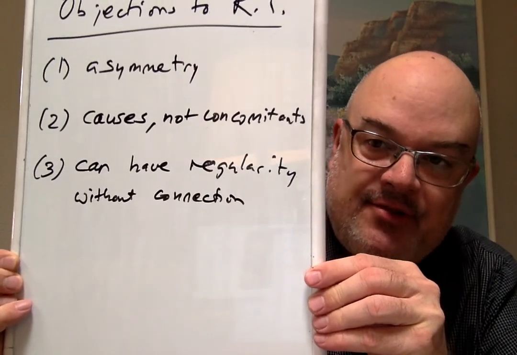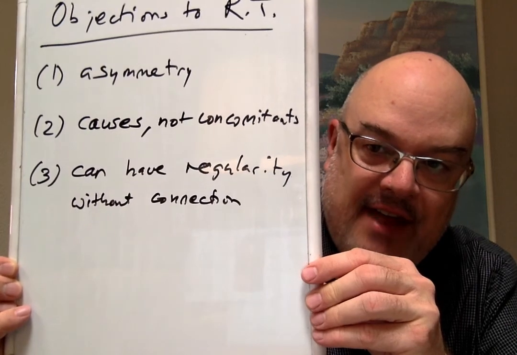Now, you can see in all these examples how a power theory can easily account for this. In this example, the power theory would say, well, it's the power of the one stone that actually accounts for why the leaf moved and not the power of the other stone. But that's not what the regularity theory says. It just says that there's a regularity between what we observe, right? This is the thoroughgoing empiricist theory. And so it can't posit anything having to do with the intrinsic powers of things. Okay, so those are the three objections: asymmetry, causes are not concomitants, and that you can have regularity without connection.